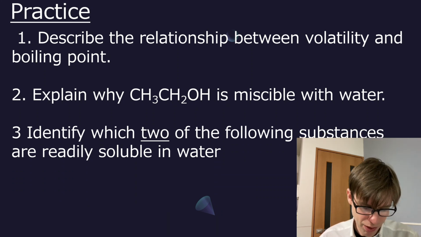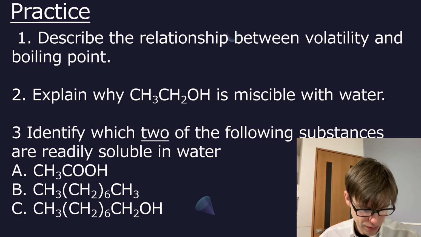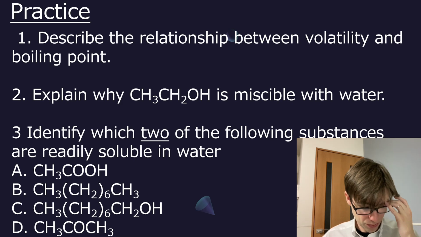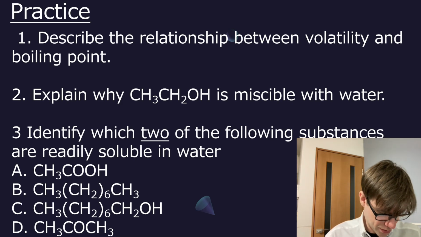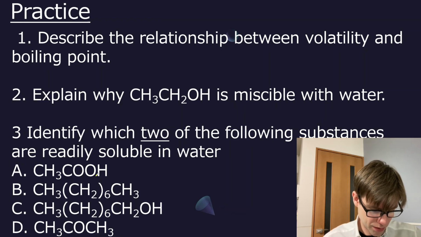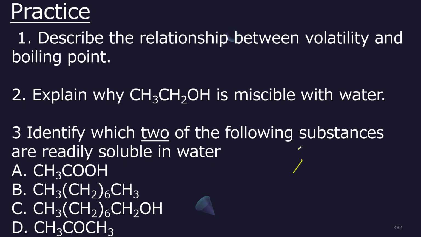Third, identify which two of the following substances are readily soluble in water. CH3COOH, CH3CH2 6 times and then CH3 on the end, CH3CH2 6 times, CH2OH, and CH3COCH3. Okay, we might want to draw the structures for these, but we only have two choices for what's going to be readily soluble in water. So our first one here, I'm just going to draw skeletal structures. This is ethanoic acid, COOH structure.